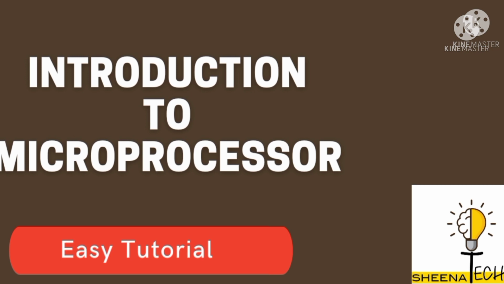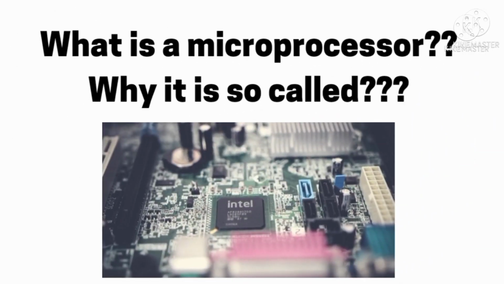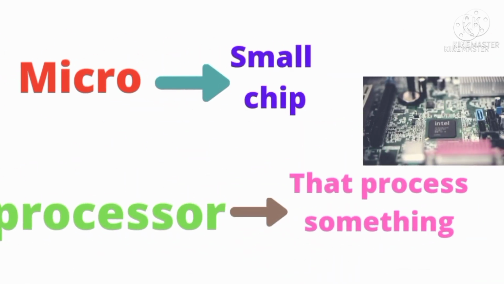Hi all. Here I am starting a new lecture series on microprocessors. Firstly, what is a microprocessor? Why is it named a microprocessor? Micro means a small chip. Processor means that it is capable of processing some data.